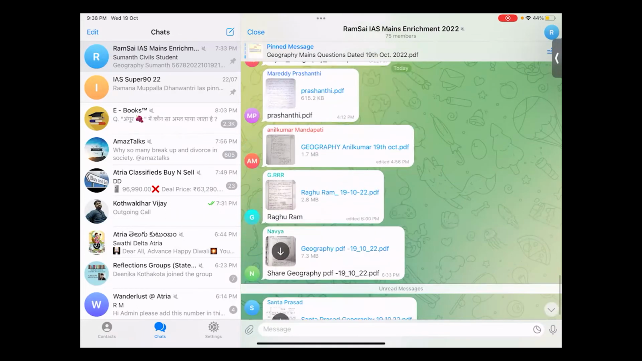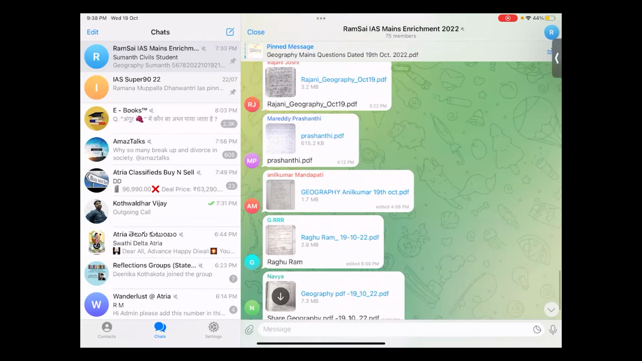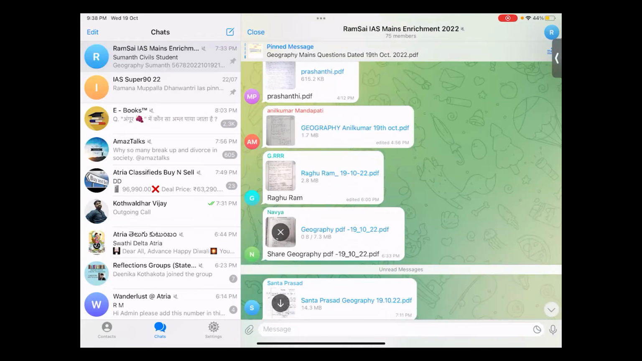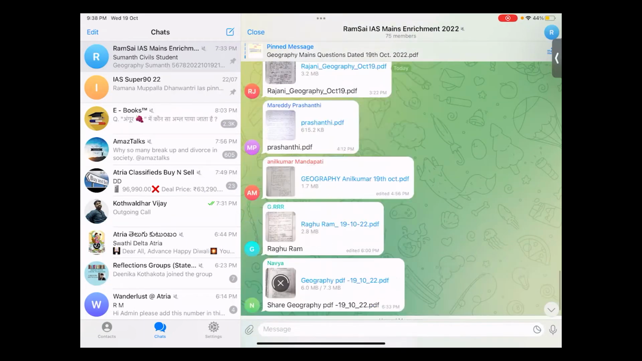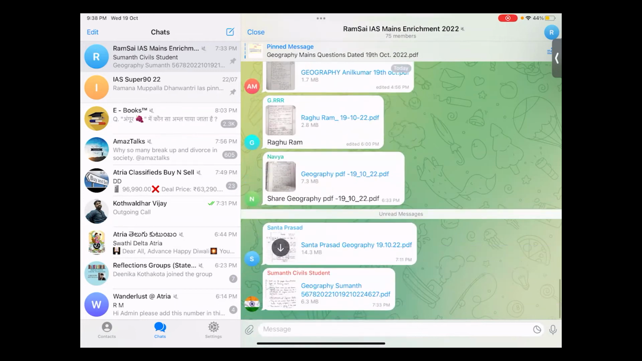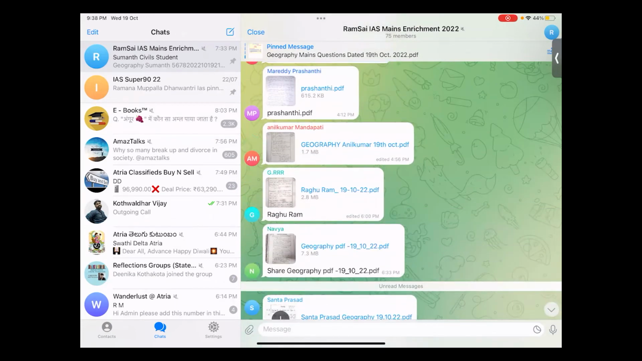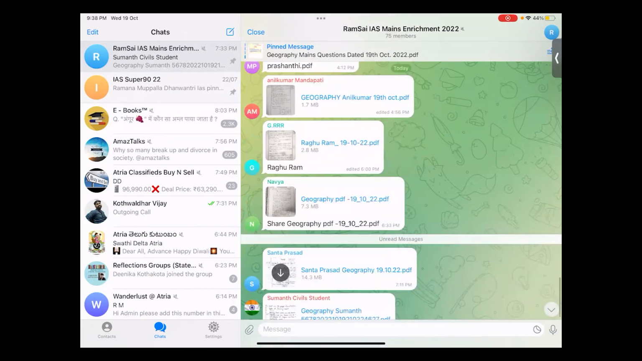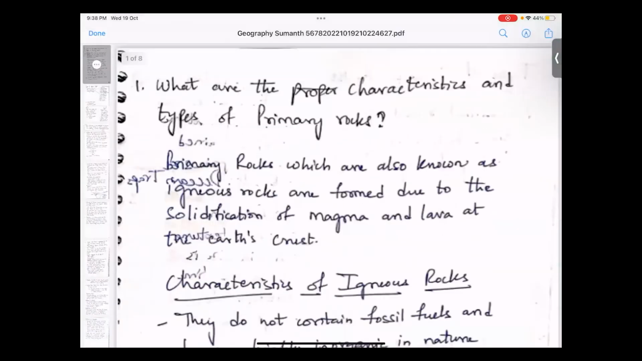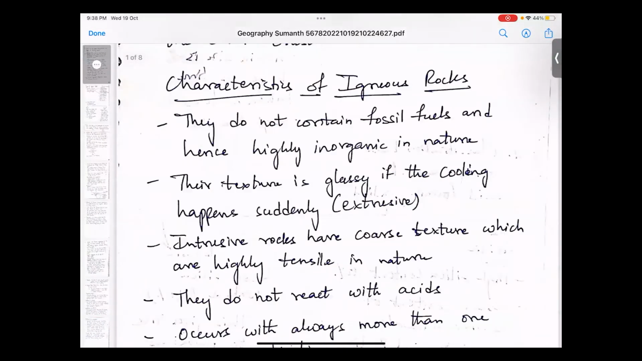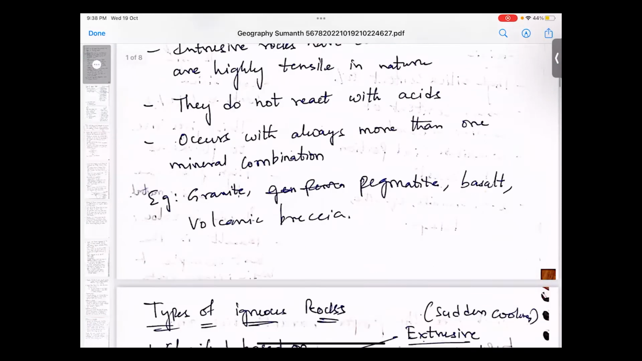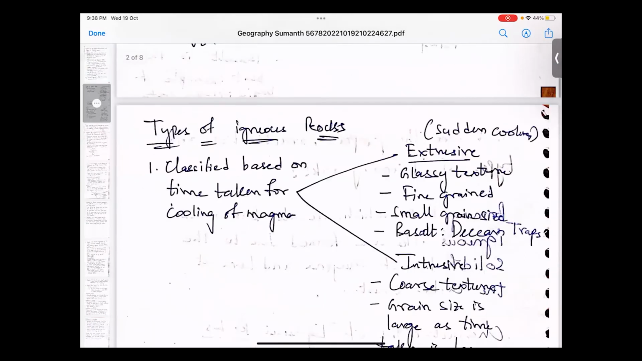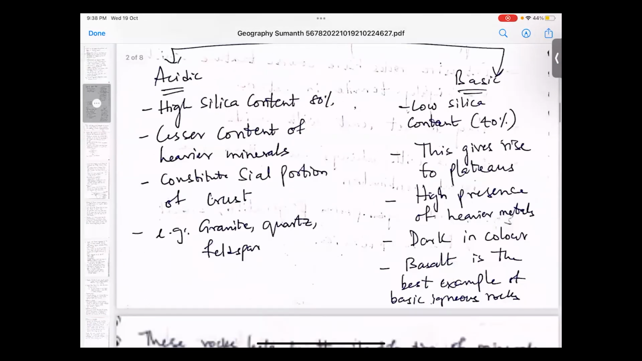So Shanta, Rajni, Navya, we have done yours yesterday. So today Prashanti is done. Anil and Sumant. Sumant, you have written this? Yes, sir, I have written it. Okay, you have mentioned the same stat here.